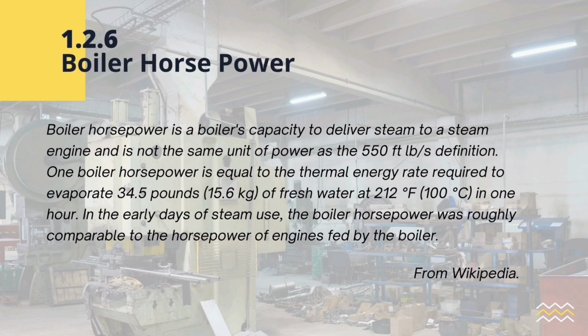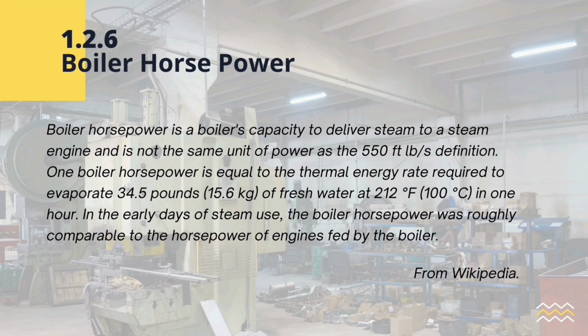Next is boiler horsepower. Boiler horsepower is a boiler's capacity to deliver steam to a steam engine and is not the same unit of power as the 550 ft-lb/s definition. One boiler horsepower is equal to the thermal energy rate required to evaporate 34.5 pounds, which is 15.6 kg, of fresh water at 212 degrees, which is 100 degrees Celsius, in 1 hour. In the early days of steam use, the boiler horsepower was roughly comparable to the horsepower of engines fed by the boiler.